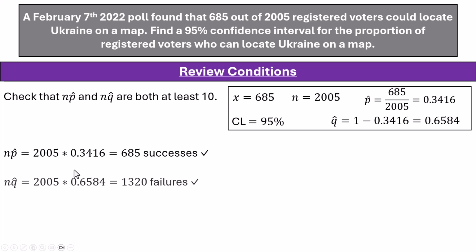The second condition was that n times q hat must be at least 10. And 2005 times 0.6584, our value for q hat, is equal to 1320. And that number actually ends up being the number of failures, the number of individuals who cannot locate Ukraine on a map. So we have met both conditions and can continue with the confidence interval. If we have not met one of these two conditions, then we really should be stopping here.